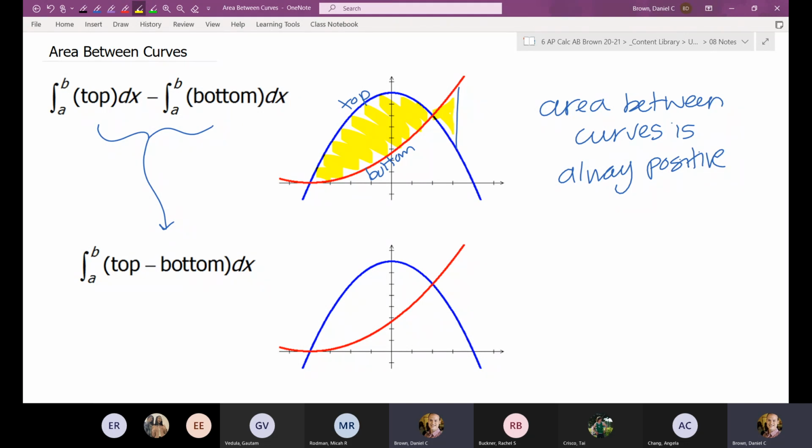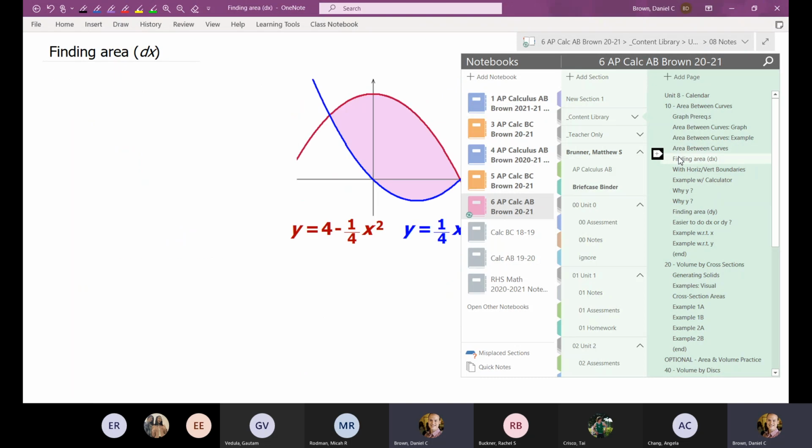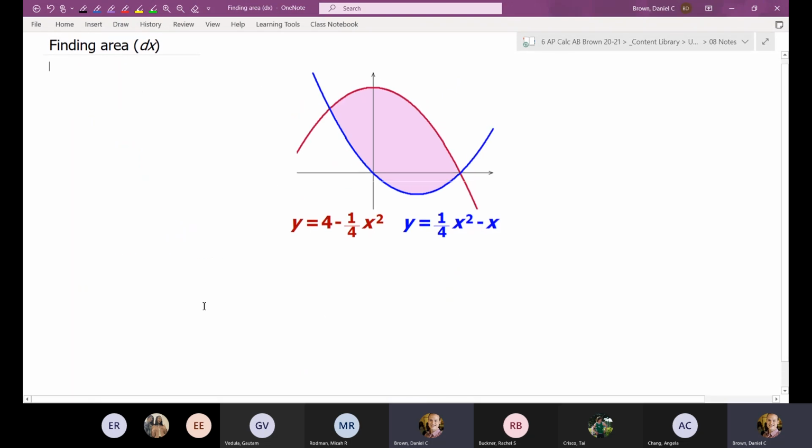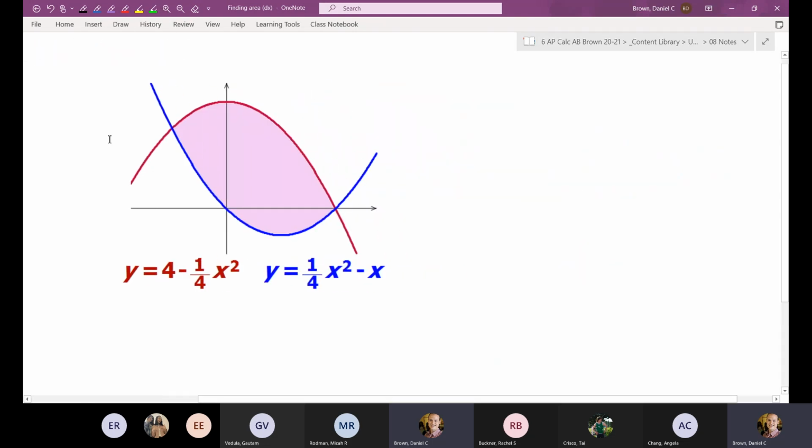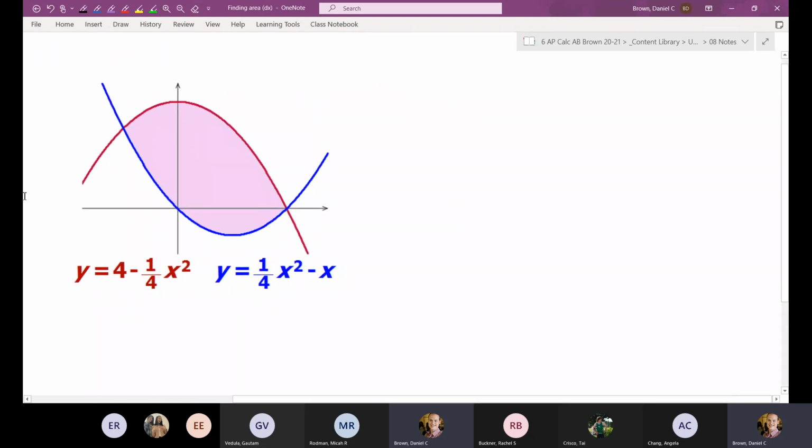Okay. And we have some where we'll do that. But let's go ahead and start with a pretty simple one. I left a similar shape, but I chose 2 functions that were a little bit easier to deal with. So I have y is equal to 4 minus 1/4 of x squared, and y is equal to 1/4 of x squared minus x. And we want to find the area between those curves.